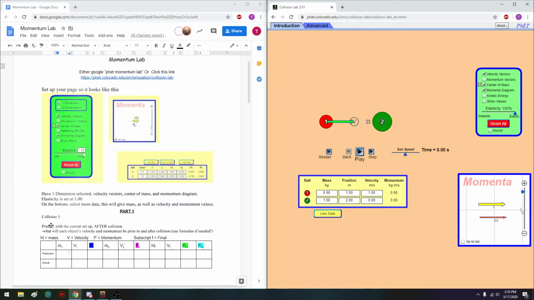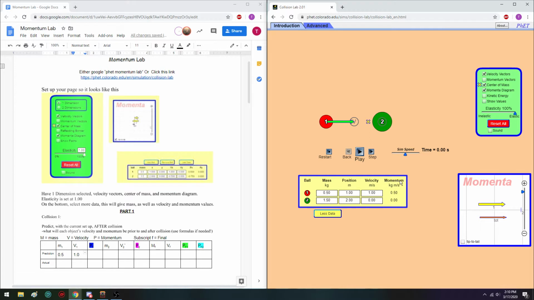Now what you gotta do is predict what will happen before and after the collision. What would each object do? And all that fun stuff. So the first thing you do is copy down the mass. The mass for mass 1, mass subscript 1 here. Follow what ball 1 says. So this is going to be 0.5. The velocity should be 1.0 as listed right here under the velocity section.